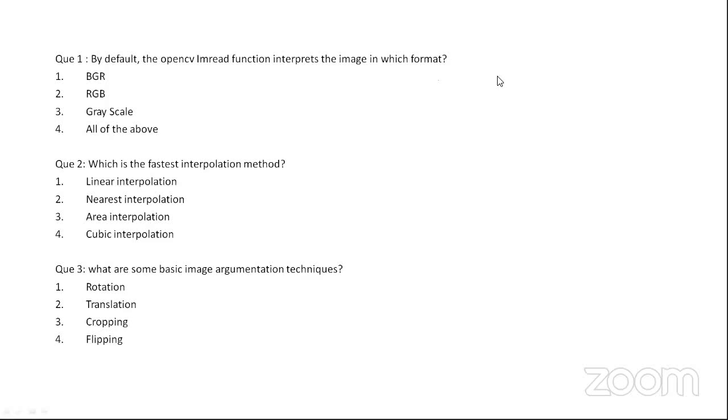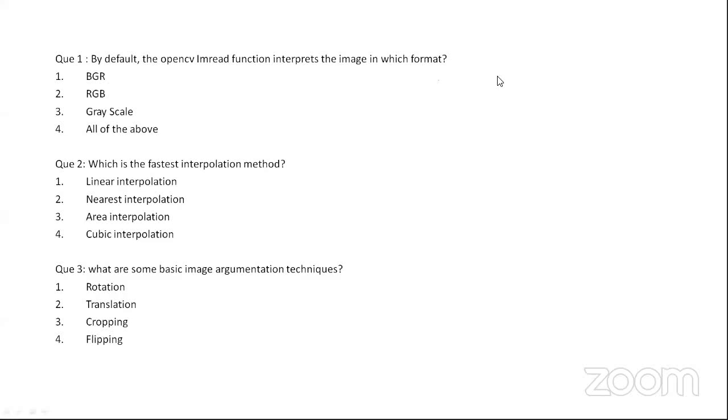Then we have to also build a classifier. We have to do hyperparameter optimization also. So these things take a lot of time. So what's the point if you are building a resizing function from scratch? So okay, I can see the first answer is BGR. Yeah, of course, that is correct.